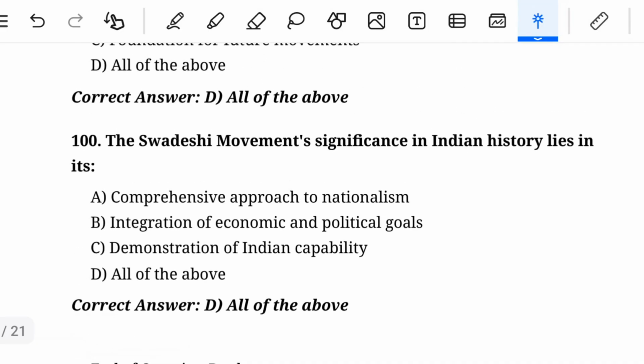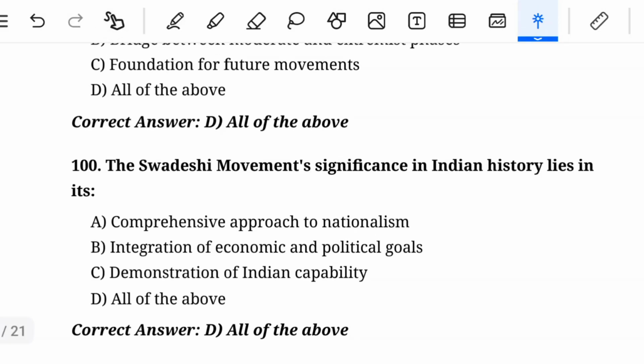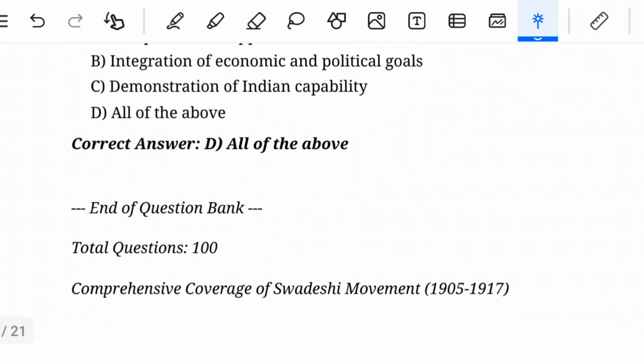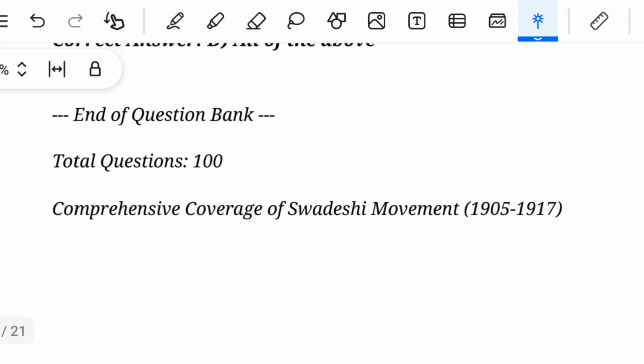100. The Swadeshi movement's significance in Indian history lies in its: A. Comprehensive approach to nationalism. B. Integration of economic and political goals. C. Demonstration of Indian capability. D. All of the above. Correct answer: D. All of the above.